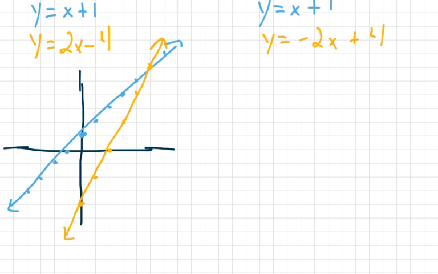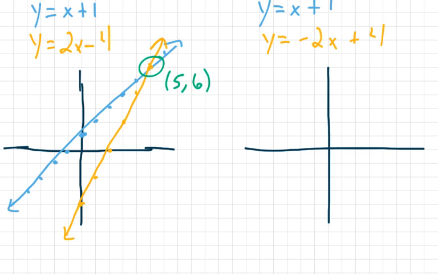Okay, that point appears to be the point (5, 6). Yes, (5, 6). So we'll keep that point in mind, and we'll come back to it in just a second. For the second set of equations, the second system, we're going to need a graph again. Going to graph our two lines.